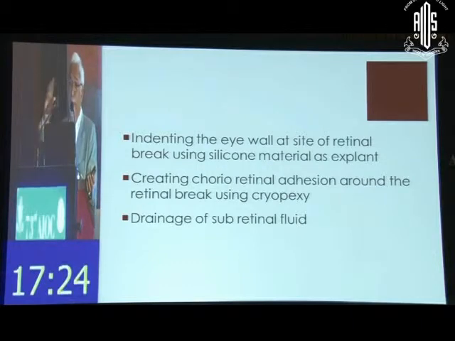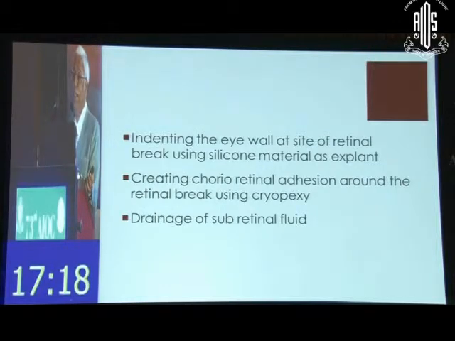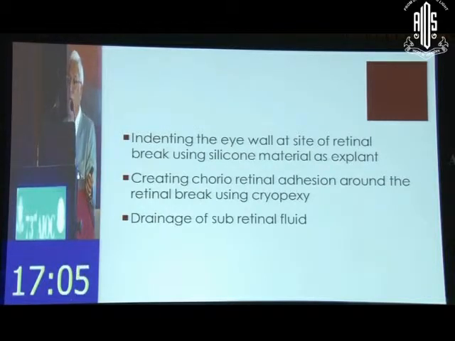Then you try to create a chorioretinal adhesion around the retinal break so that you can seal off the break from the convection currents in the liquid vitreous. It is the convection currents which make the edges get lifted up and allow the fluid to enter the subretinal space. So you are cutting that off by creating chorioretinal adhesion. And you may or may not drain the subretinal fluid to facilitate a quick approximation of the retina to the retinal pigment epithelium. These are the basic three concepts of scleral buckling.